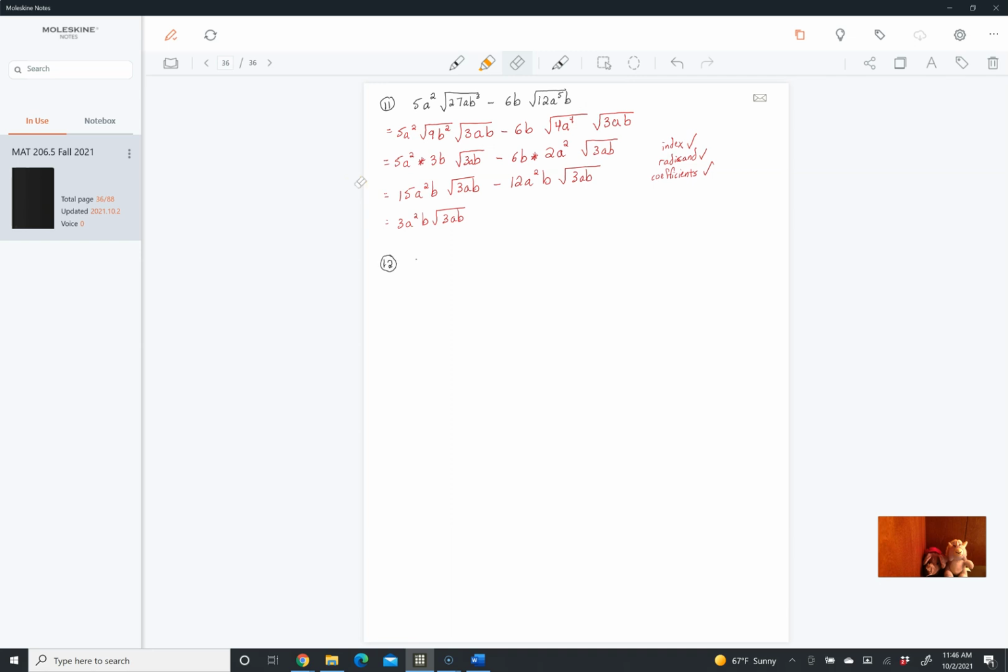Let's take 7 times the cube root of a cubed, b cubed. Sorry, not a cubed, a to the 4th. A to the 4th, b cubed, c squared. Minus 6ab cube root of ac squared.